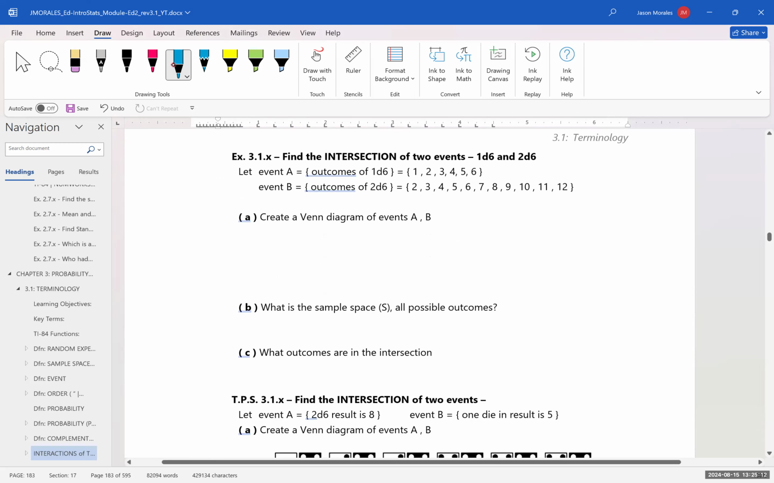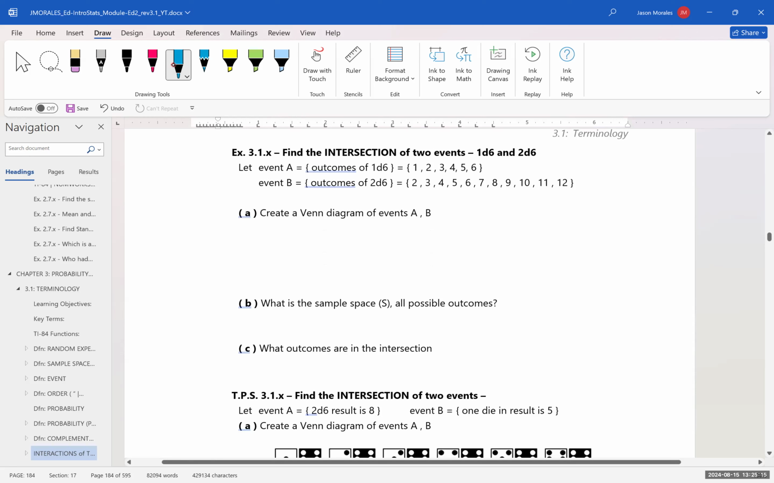Let's take this idea of intersection and extend it toward calculating probabilities. Here in this example, we're just trying to find the intersection of two events. We're not calculating any probabilities yet. We're going to let event A be outcomes of a six-sided die, which is 1, 2, 3, 4, 5, and 6. And we're going to let event B be outcomes of two dice, which is going to be 2, 3, 4, 5, 6, 7, 8, 9, 10, 11, and 12.